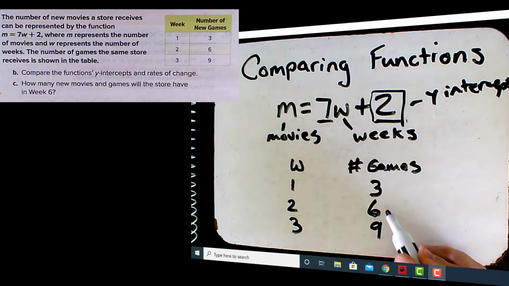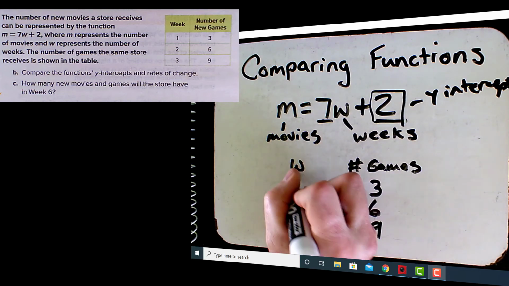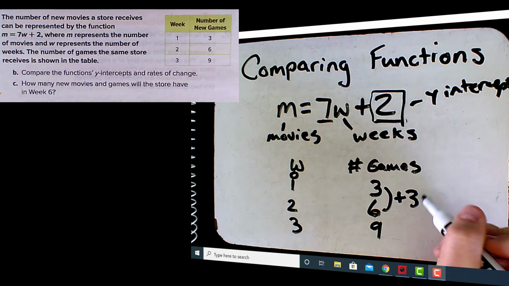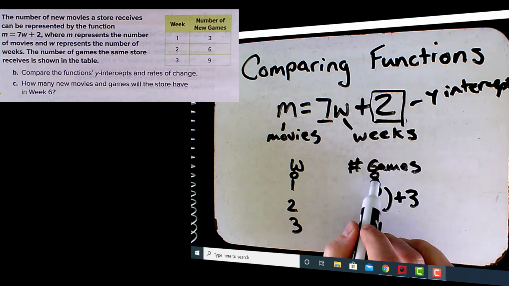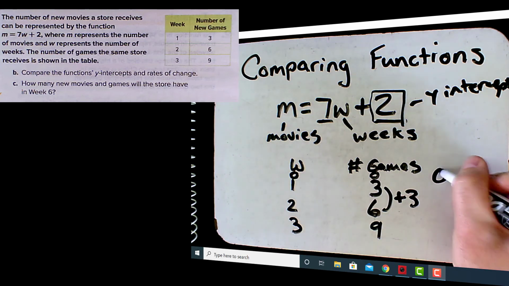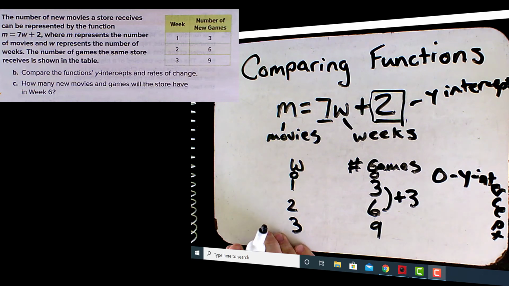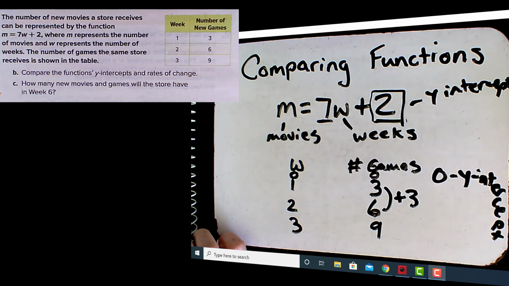Now, let's figure out our y-intercept on the second one. Remember, the y-intercept is where the x is going to be 0, or the domain will be 0. So I could just write in a 0 right here. And I noticed that these were going up plus 3 each time. So if I subtract 3, that should take me back to where 0 would be. And this one has a 0 and 0, so the y-intercept is 0. Okay, so 0 is our y-intercept on the second function. The first function, our y-intercept is 2.